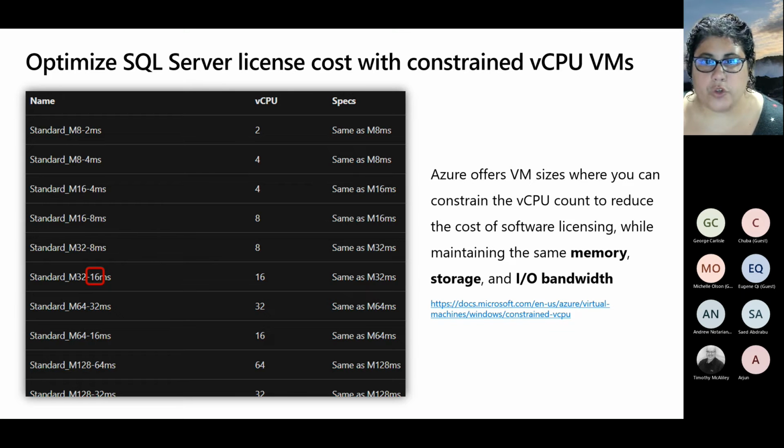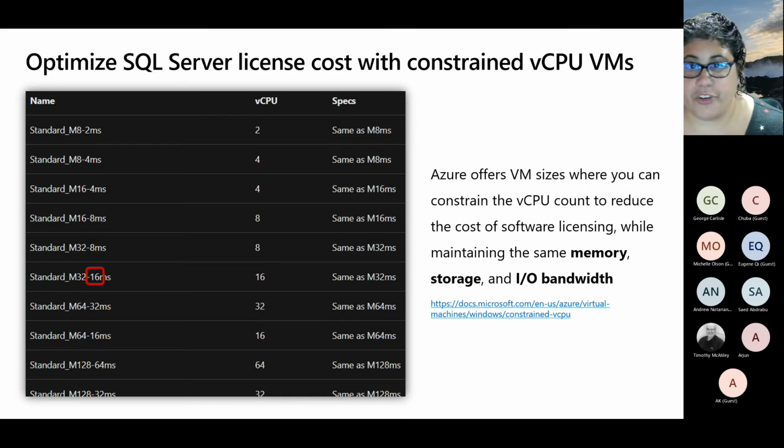Let's say you don't have enough memory on the M16 VM. You only need 16 cores, but that M16 VM just doesn't have enough memory for you, or it doesn't have enough IO throughput. You really need the memory and the IO throughput from the M32, but you only need 16 cores. You could just get the M32 VM, and that would be fine, but then you have to pay for 32 cores of SQL Server licensing. And if that's Enterprise Edition, that's a huge amount of cash that you have to lay out for cores that you know you don't need.